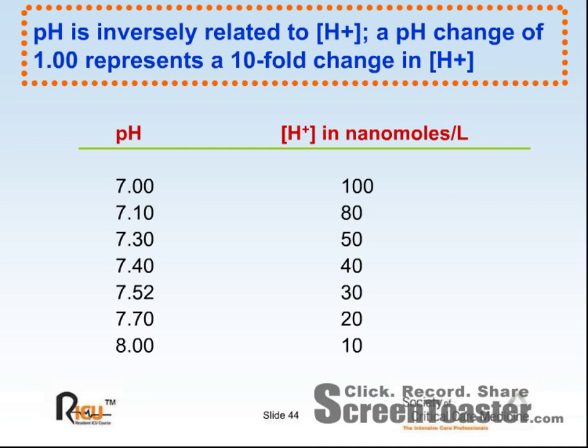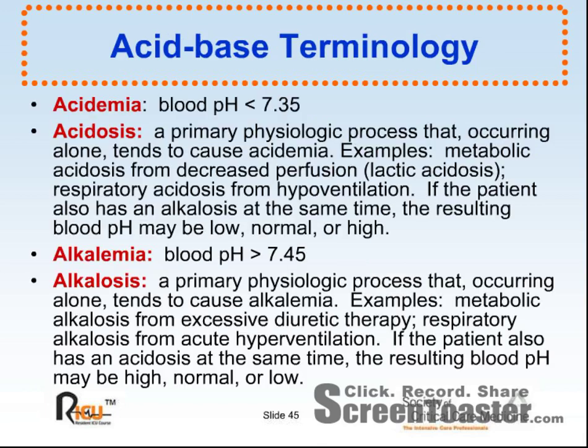Acidemia is a blood pH less than 7.35. Acidosis is a primary physiologic process that, occurring alone, tends to cause acidemia. Alkalemia is a blood pH greater than 7.45. Alkalosis is a primary physiologic process that, occurring alone, tends to cause alkalemia.